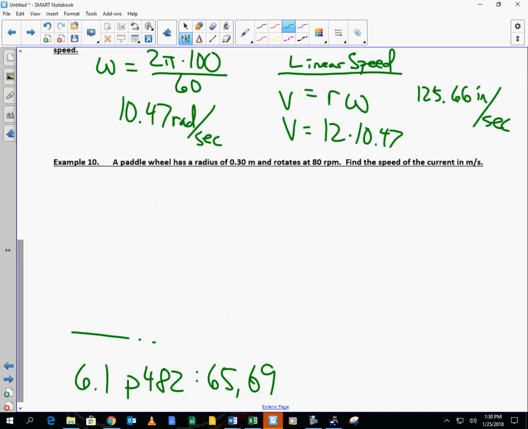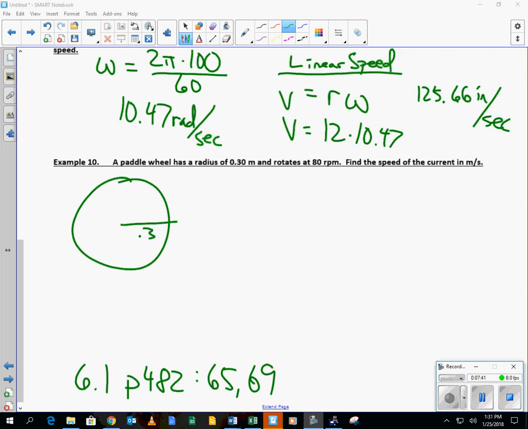So let's try one more example, a little bit shorter than that now that we see the basis. We have a paddle wheel. So we've got 0.3.